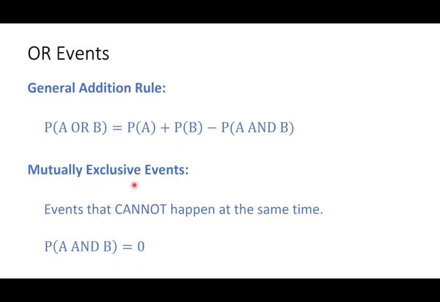Two events are mutually exclusive if they can't happen at the same time. And that's frequently the case. And when that happens, this probability of A and B is 0 because A and B can't happen at the same time. And so this will simplify into something that is more intuitive. But I want you to always just use this formula. And if they're mutually exclusive and this simplifies to 0, that's okay.